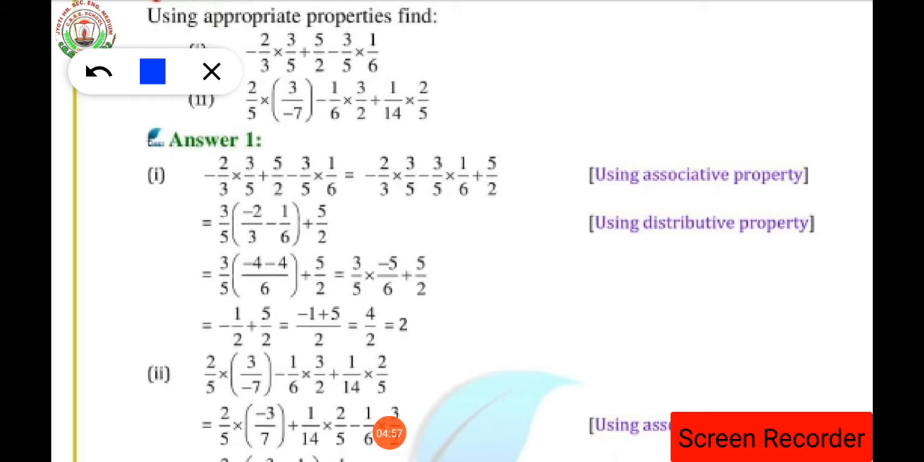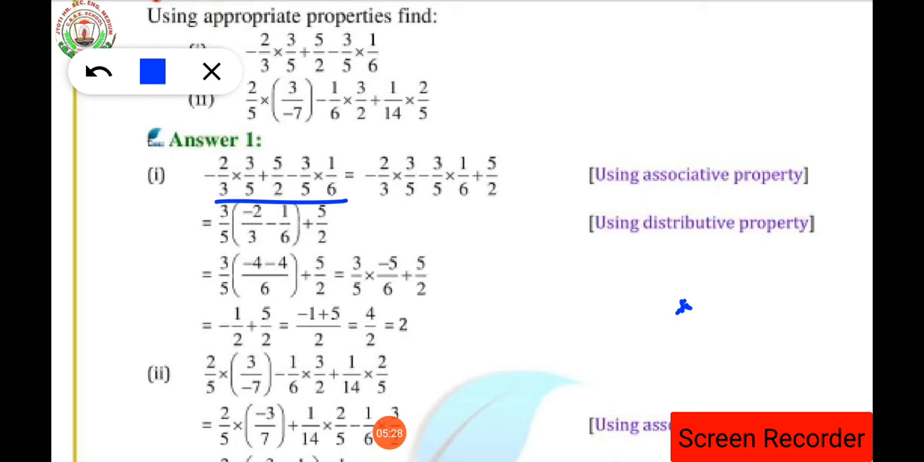So dear student, the first step is that we have to arrange the data in such a way that it will become the same. Clear? How to arrange the data? That is minus 2 by 3 into 3 by 5 plus 5 by 2 minus 3 by 5 into 1 by 6. We have to arrange the data in such a way that we are using the associative property.